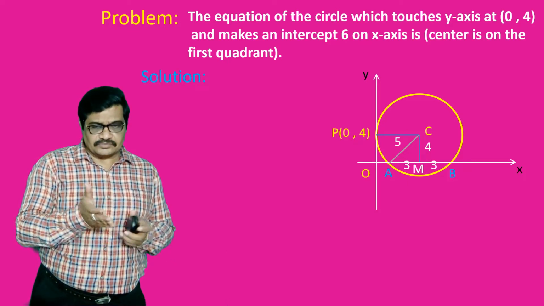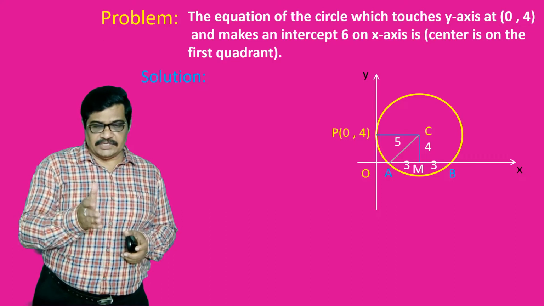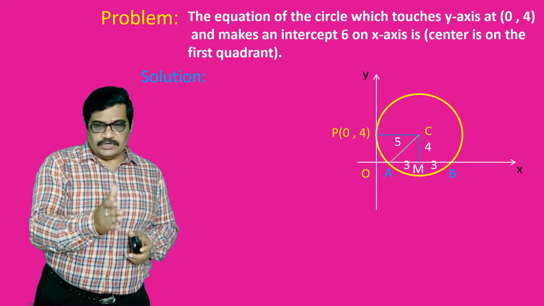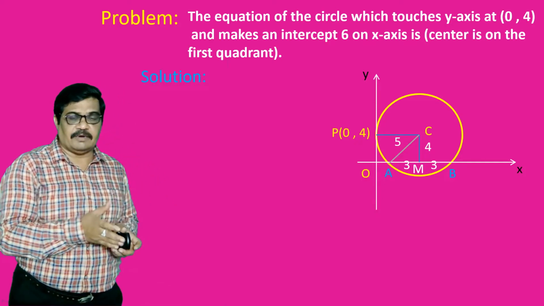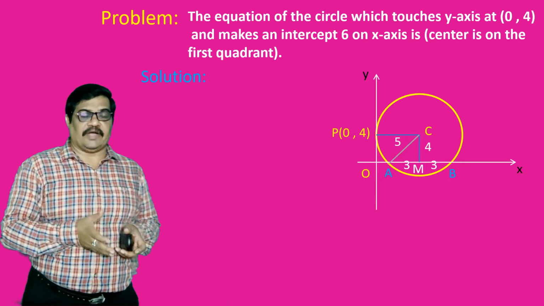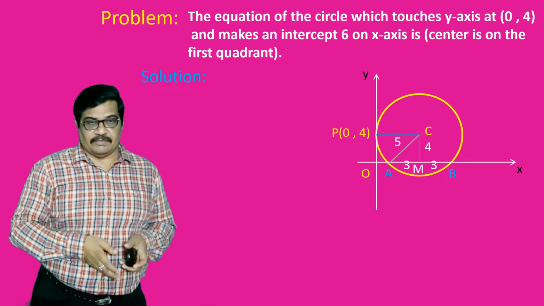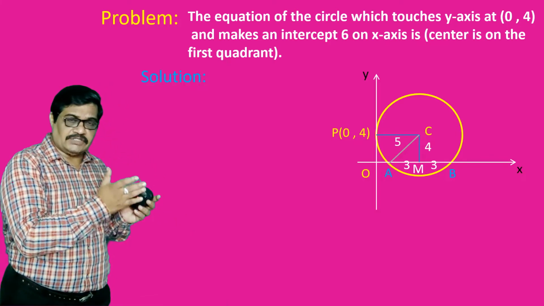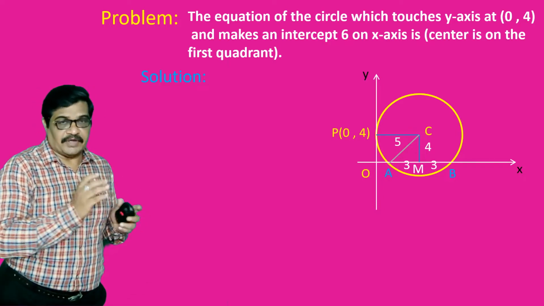And what is the center? The x coordinate is 5 and the y coordinate is 4. We are getting the center as (5, 4) and the radius is 5. So we can get the circle equation with the center and radius formula. Okay, this is our solution. So once we understand the diagram, we get the solution very easily.